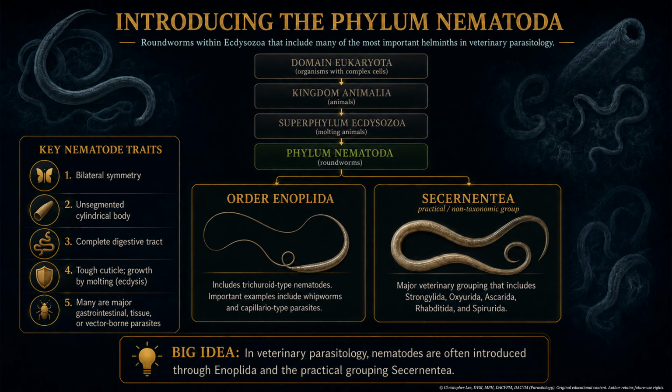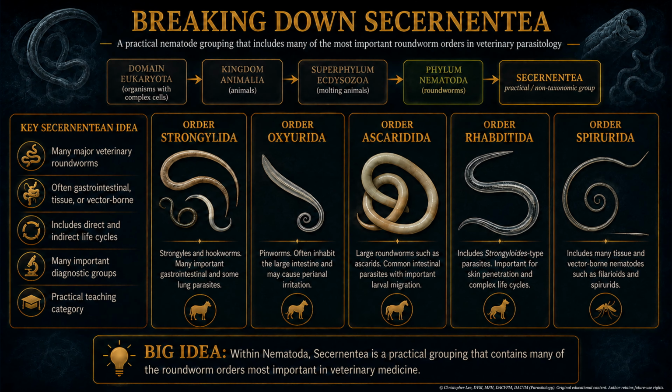In this overview, we introduce Nematoda using two major practical buckets, Enoplea and Secernentea. Enoplea includes trichuroid-type nematodes such as whipworms and capillarid-type parasites. Secernentea is a practical teaching group that contains many of the major roundworm orders that we will encounter. Within Secernentea, we organize many major veterinary nematodes into several orders.